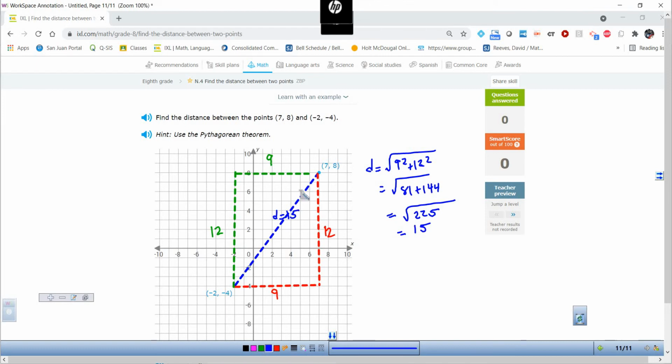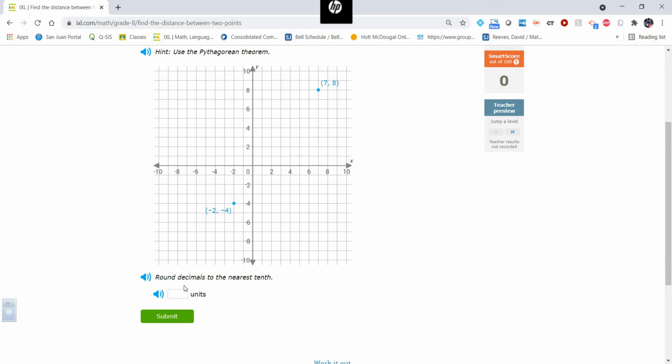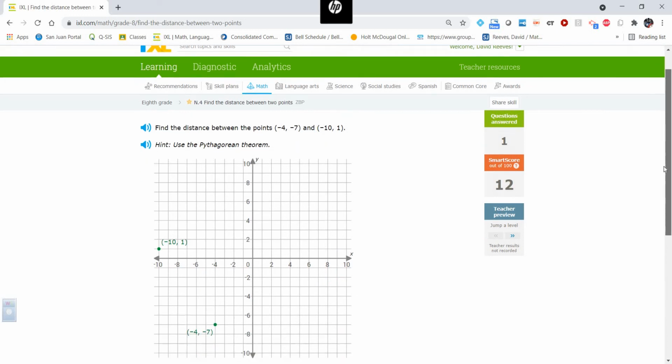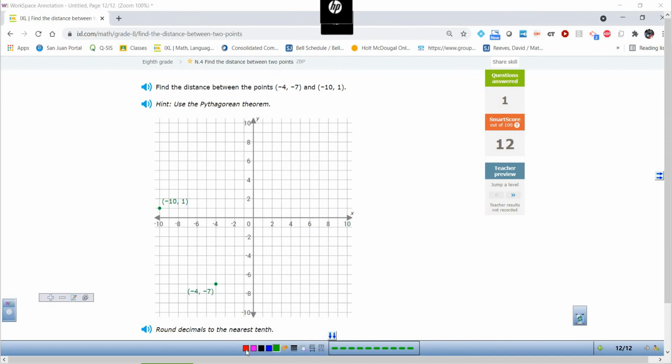So d is 15. That's how you can do it using the Pythagorean Theorem. d is equal to 15. We can go ahead and put that in here, 15 units, because it's on the grid. Okay, let's do this next one here. Now we want to find this distance going across here. This time I'm going to go ahead and use the distance formula.